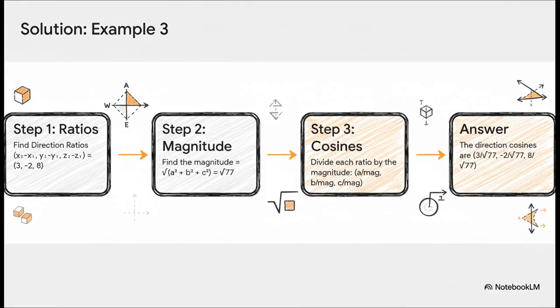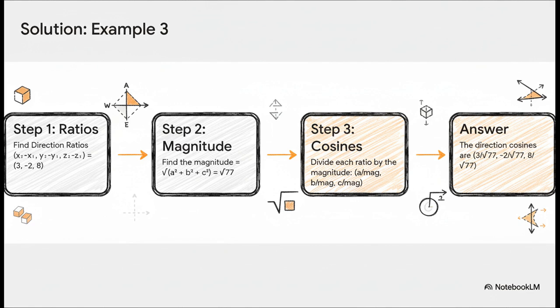Okay, did you get it? Let's walk through it together, no worries. Step 1, find the direction ratios. Super easy, just subtract the coordinates. x2 minus x1, y2 minus y1, z2 minus z1. We get 3, minus 2 and 8. Simple. Step 2, find the magnitude. You know how to do this. Square root of a squared plus b squared plus c squared. That gives us root 77.